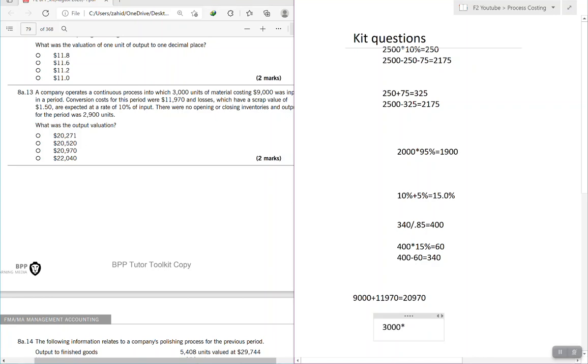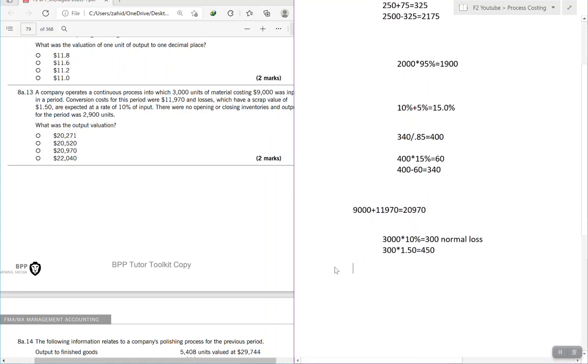So 3,000 multiplied by 10% is 300 normal loss. And it has a scrap value of 1.50. So 300 multiplied by 1.50 is 450. So we have to find something called expected cost per unit. Remember, no matter whatever the actual cost is going to be, expected cost per unit is always going to be the same. So we have input minus normal loss divided by expected output. If 3,000 is input, 300 is loss, 2,700 would be expected output, and 7.6 would be expected cost per unit.